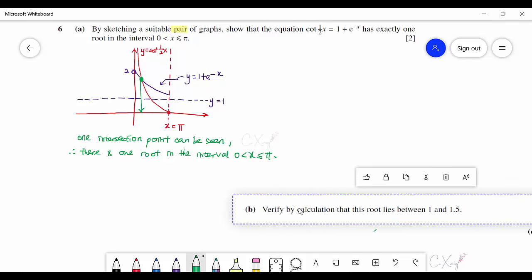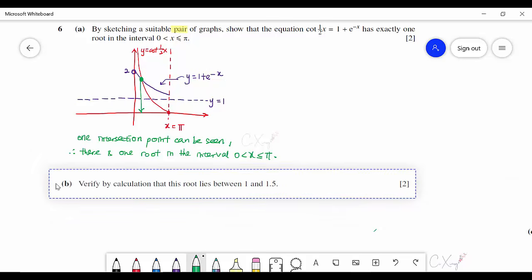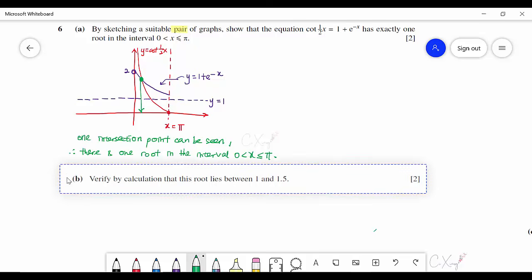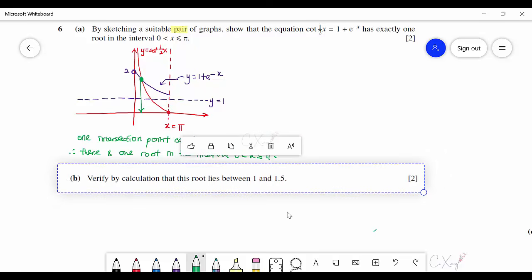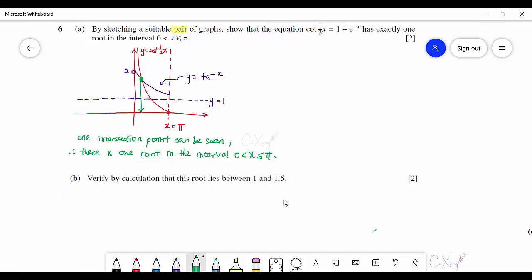For part B, they want us to verify by calculation that this root lies between 1 and 1.5. Again, to prove this, you have to look at the original equation here. This is the original equation. To prove that the root lies between these two values, generally I will make it a function from this original equation. So how do we make it a function? I will move all the terms to one side, so you can have something like this.